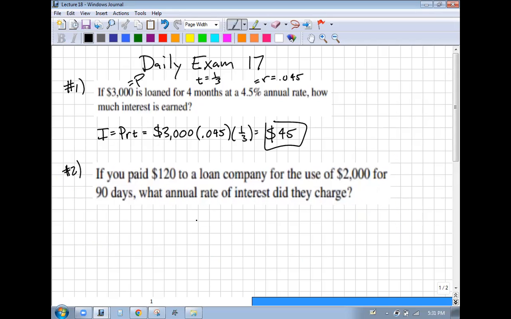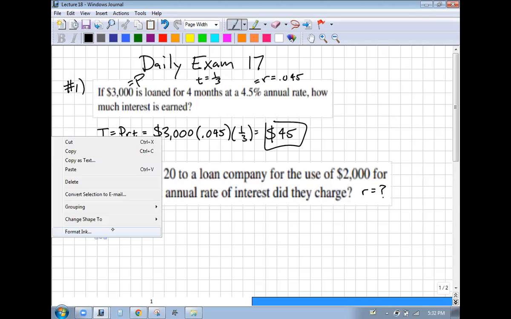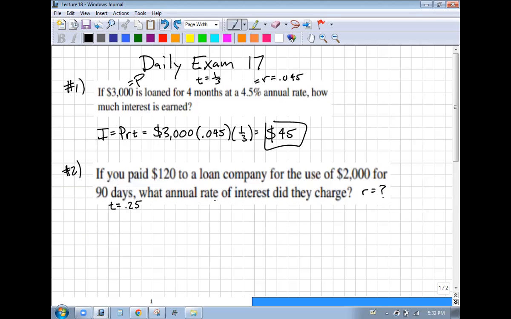All right, if we paid $120 to a loan company for the use of $2,000 for 90 days, what's the annual rate of interest? So they're looking for R, okay? So let's see, our T here, 90 days, that's a fourth of a year. So T is 0.25. We have an I, a P, an R, and a T. There are 4 letters here, right? And we also have the amount coming into play, right? So let's see.